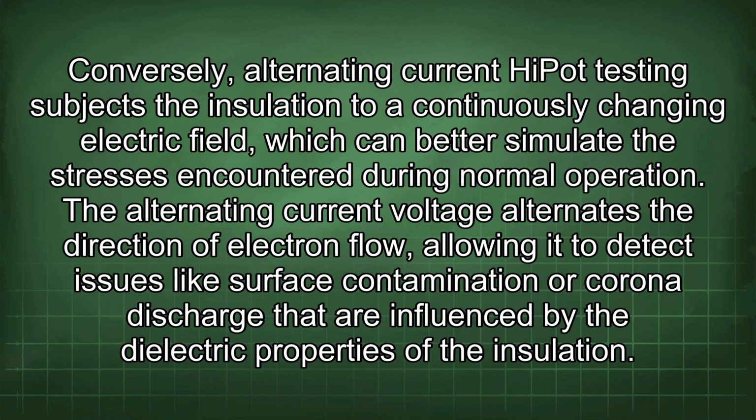Conversely, alternating current HiPot testing subjects the insulation to a continuously changing electric field, which can better simulate the stresses encountered during normal operation. The alternating current voltage alternates the direction of electron flow, allowing it to detect issues like surface contamination or corona discharge that are influenced by the dielectric properties of the insulation.